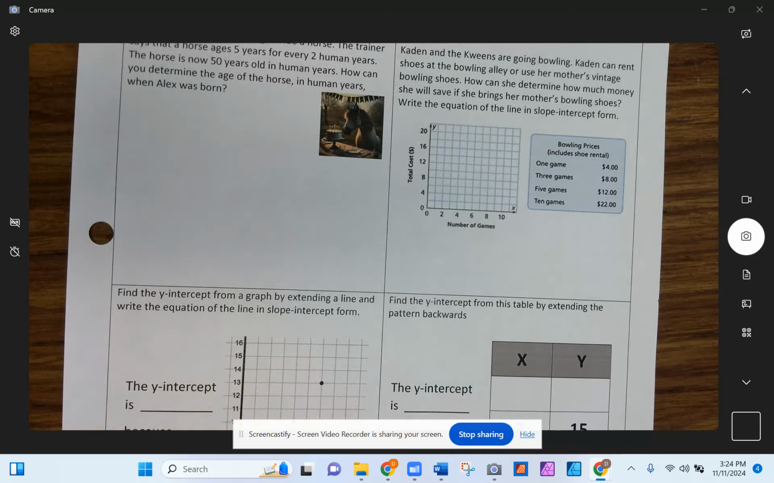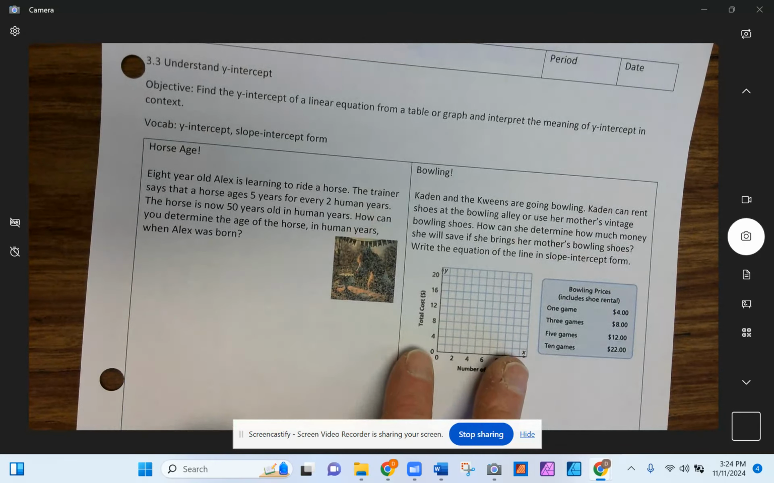All right, folks, this is 3.3, understanding y-intercepts.